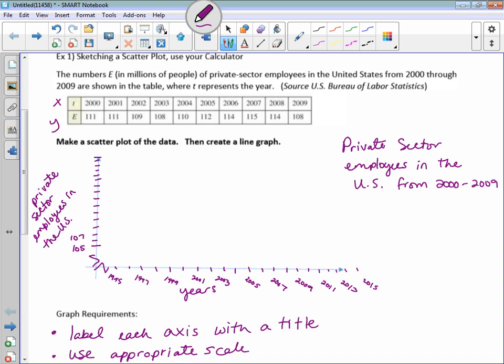I'm going to just label every other one so it'll fit. And then guys, go ahead and plot your dots on there. And hopefully your graph will look just like what you have on your calculator.